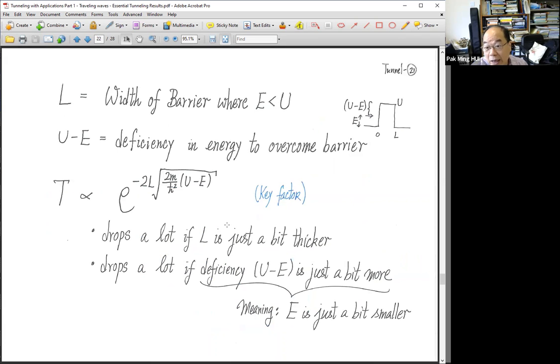So this is what I just discussed. This is the energy deficiency, okay? If it increased by a little bit, the transmission drops. If it decreases a little bit, closer to the top, the transmission increases by a lot, okay? Maybe 10 times, 100 times, things like that, okay? Secondly, if this barrier width increased by a little bit, transmission drops sensitively. If it is narrower, transmission increases sensitively. Get that?